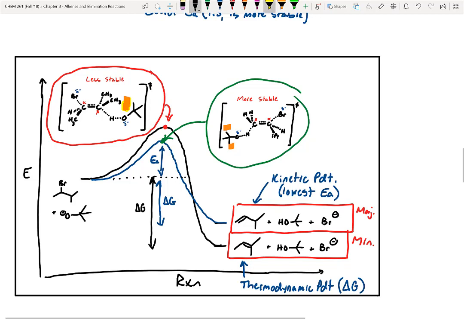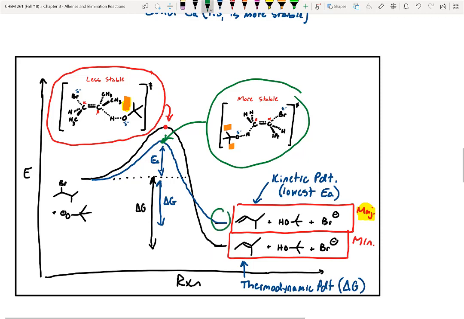kinetic product. The big takeaway with E2 reactions is the major product for this reaction is going to be less substituted due to the activation energy. And students have asked, well, what happens if you run this at high temperature conditions, as we do in a lot of elimination chemistry? Couldn't you theoretically trap yourself in this reaction pathway? The reality is not so much.